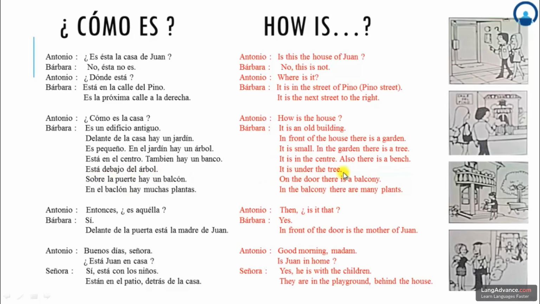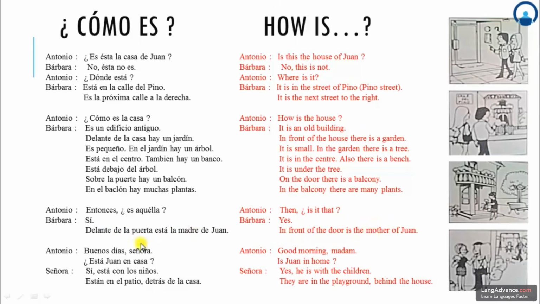It is under the tree. Sobre la puerta hay un balcón. On the door there is a balcony. En el balcón hay muchas plantas. In the balcony there are many plants. Muchas means many and plantas means plants. Entonces, ¿es aquella? Then, is it that? Sí, yes. Delante de la puerta está la madre de Juan. In front of the door is the mother of Juan.